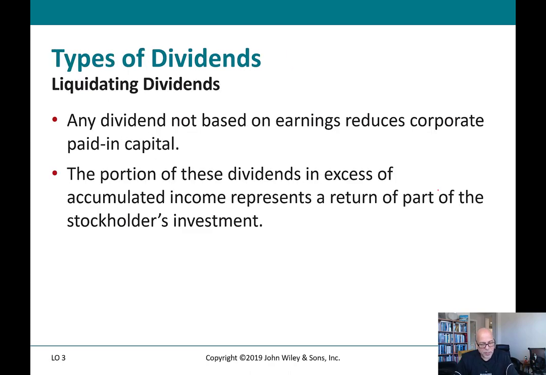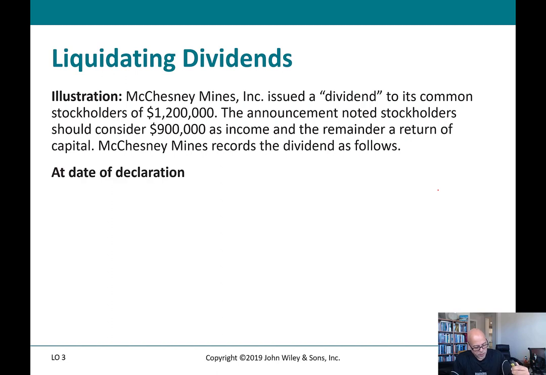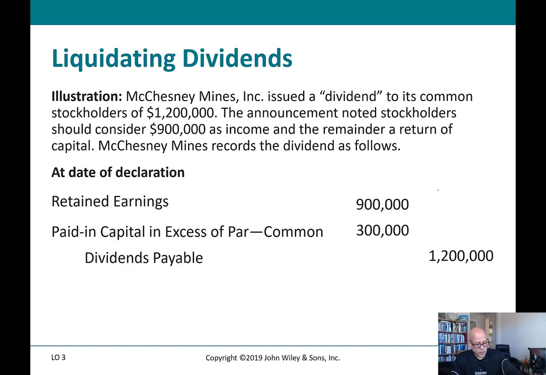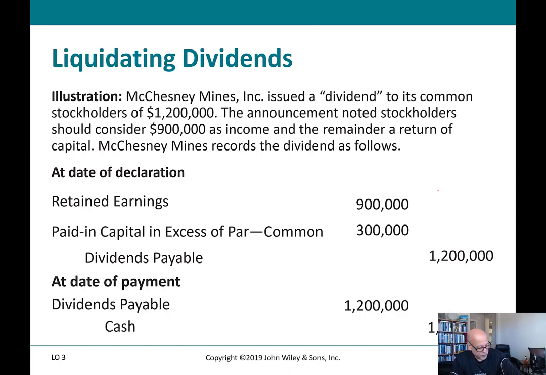Now, a liquidating dividend simply means we're distributing more than what is in our retained earnings. So when you look at this example, they wanted to distribute a dividend of 1.2 million. They only had 900,000 in the retained earnings. So the difference came from the paid-in capital. And then when you pay that, you debit the payable and credit cash, assuming a cash dividend.